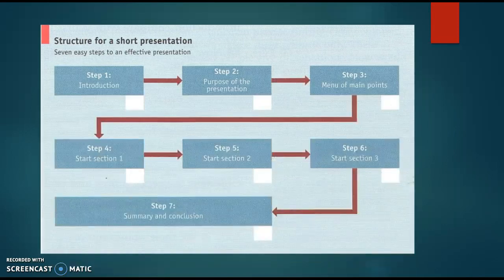So here we have a structure for a short presentation with 7 easy steps to an effective presentation. Step 1, the introduction. Step 2, you need to state clearly the purpose of the presentation. Step 3, give a menu of main points. Step 4, start section 1. Step 5, start section 2. Step 6, start section 3. And step 7, summarize and give your conclusion.